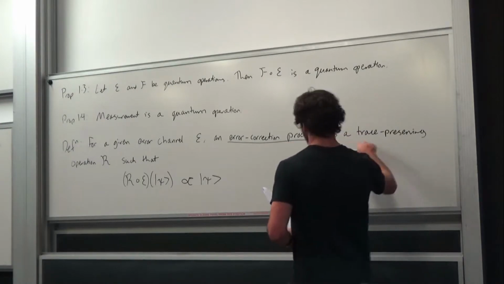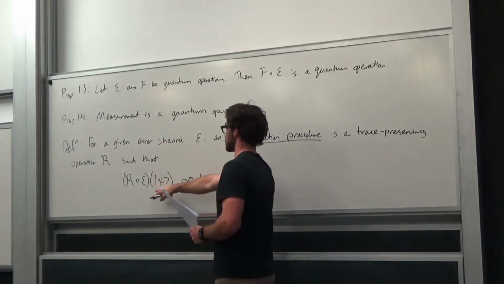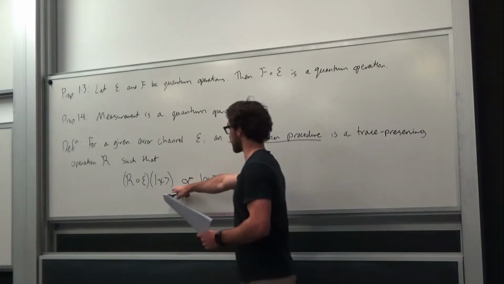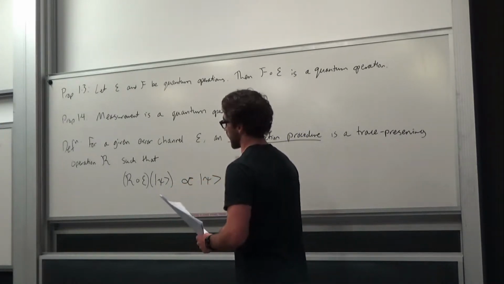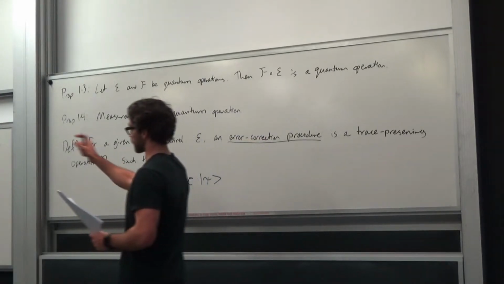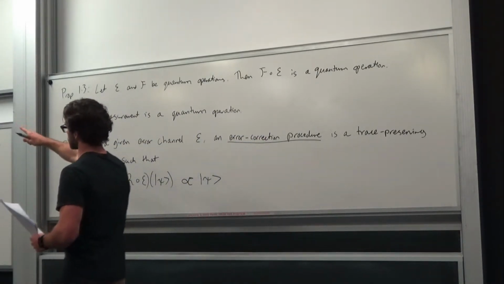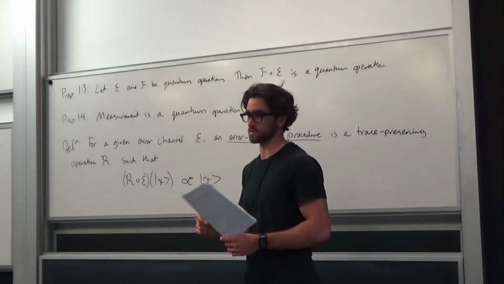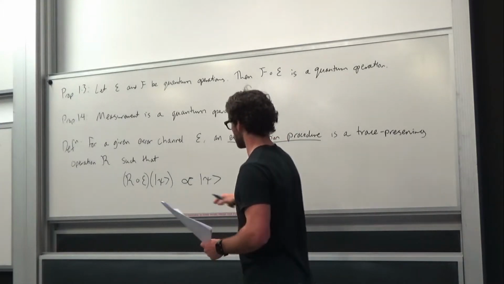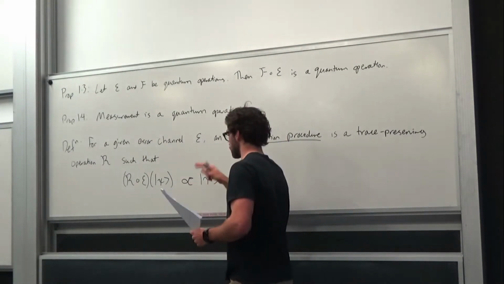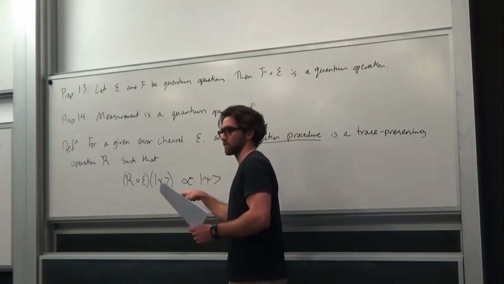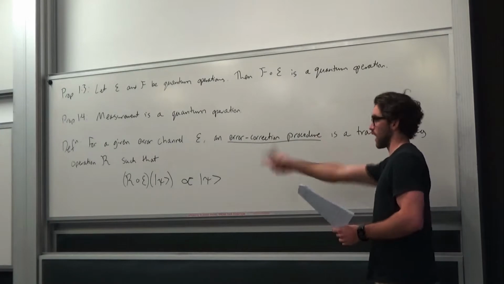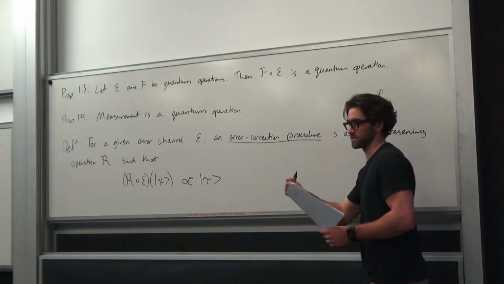So an error correction procedure is a trace preserving quantum operation R such that we have this, and this is a proportionality. This proportionality arises from the fact that we haven't made any assumptions about our error channel, the quantum operation that models the error. We haven't assumed that it doesn't measure the system. If it measures the system, then we don't have equality here, whereas if it doesn't measure the system, we do have equality. Because R is trace preserving, we're saying that our correction operation doesn't measure the system.